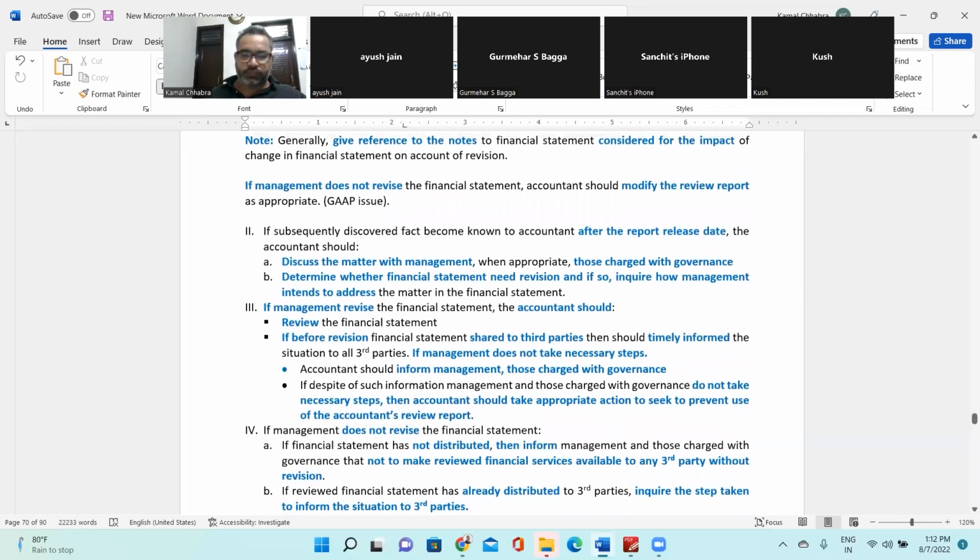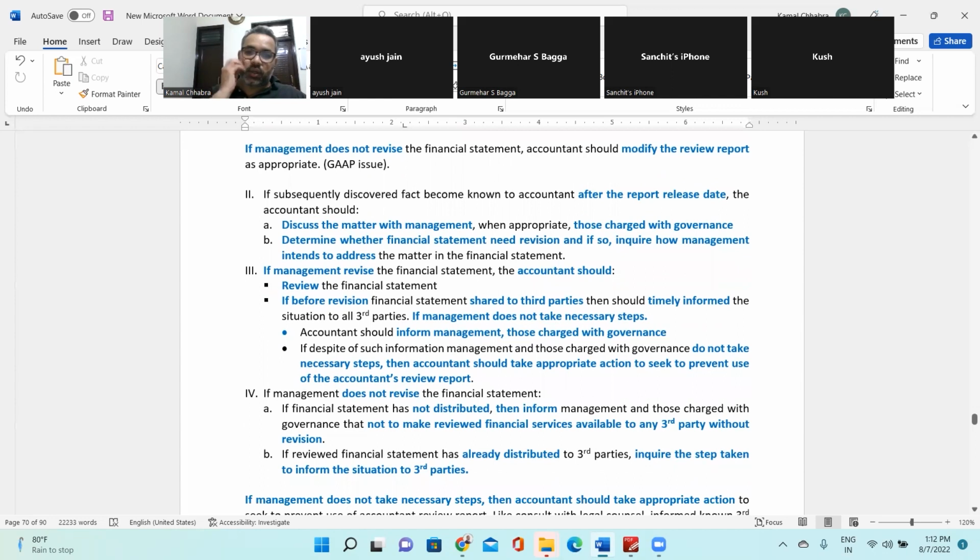Sir, in that case, we will be attaching our original report as well. Yes, both the reports will go together. It will be marked as an extension to the original report. Yes, generally it's sent as a dual report. Okay. So generally give reference to the notes to the financial statements considering the impact of that revision.